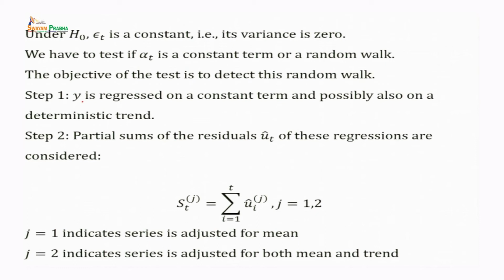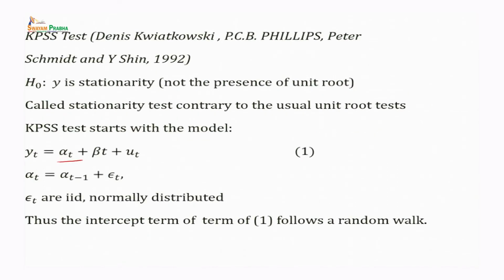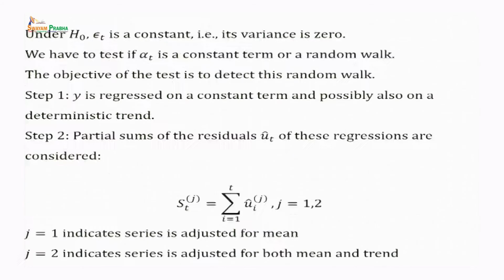Then in step 1, y is regressed on a constant term and possibly also on a deterministic trend. You may include a deterministic trend also in this model. We have taken actually this trend here. Then in step 2, partial sums of the residuals u hat_t of these regressions are considered. So, we simply consider these partial sums, summation i equal to 1 to t of u hat_i.